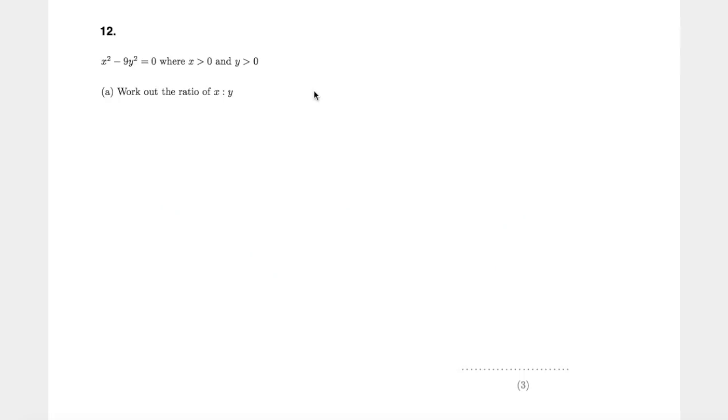Question 12 says x squared minus 9y squared equals 0, where x is greater than 0 and y is greater than 0. Work out the ratio of x to y. Okay, so let's start off by writing this down again. x squared minus 9y squared equals 0. And then we could say that x squared equals 9y squared, because I've just added that to the right hand side. And now we can take the square root of everything, and we won't have to worry about pluses and minuses because we're told that x is greater than 0 and y is greater than 0.